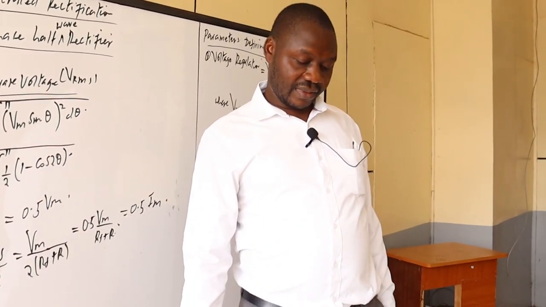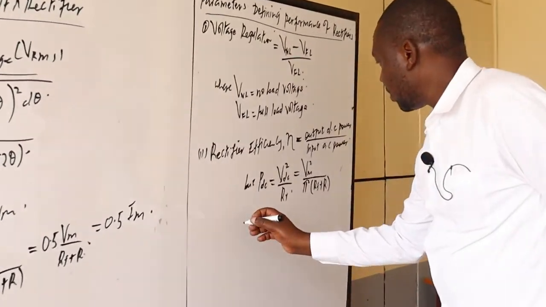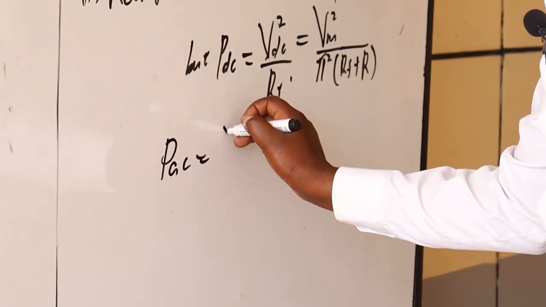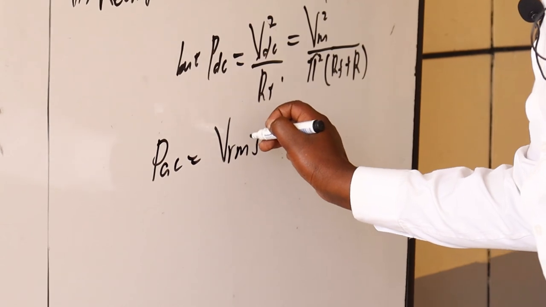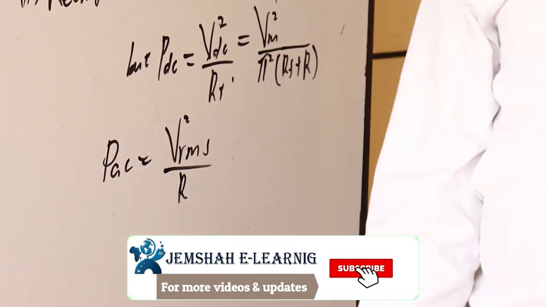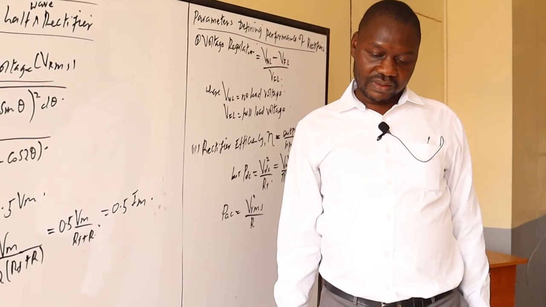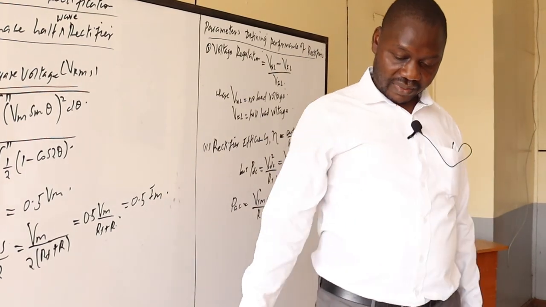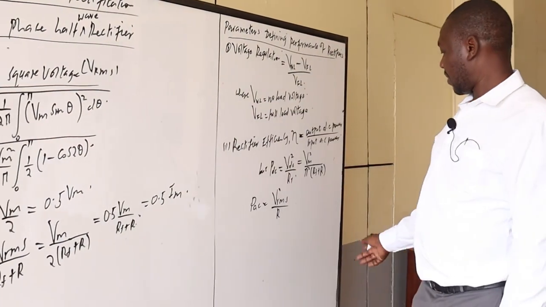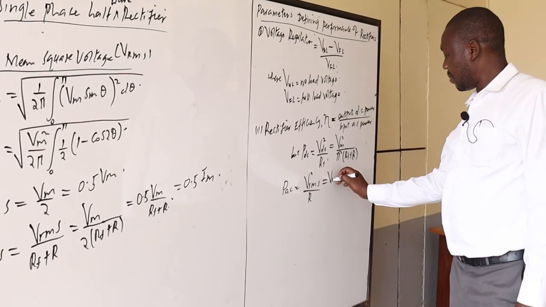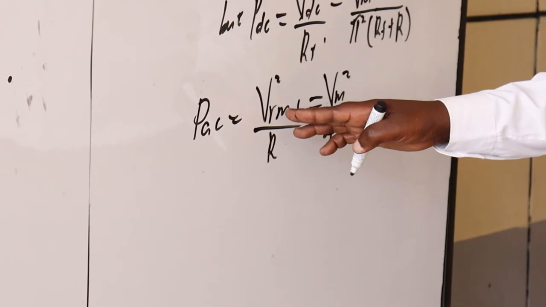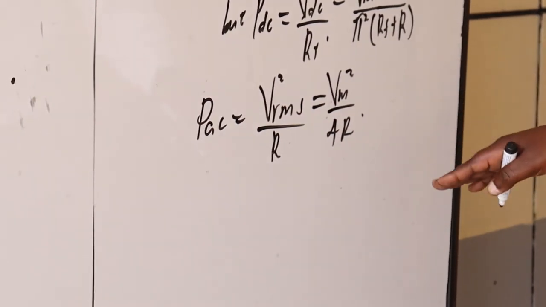Now, how do we get the input AC power? Very simple. The AC power, which we call the PAC, will be VRMS squared divided by the load resistance, R. We had derived the VRMS as Vm over 2. So this will be Vm squared all over 4R, because we know that VRMS was Vm over 2. So if you square that, you get Vm squared all over 4.